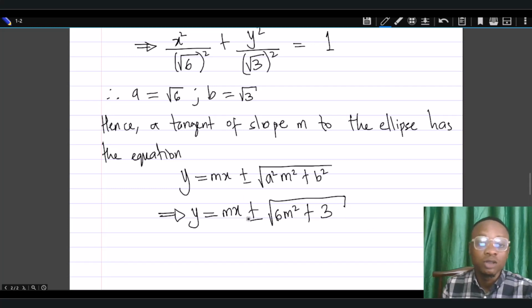It tells us plus or minus, implying that there would be two such tangents to the ellipse that can have this equation. Whatever we have here, we can have one that has the equation carrying plus, and another that has the equation carrying minus. Okay, so let's keep this result and have that as, say, equation A.